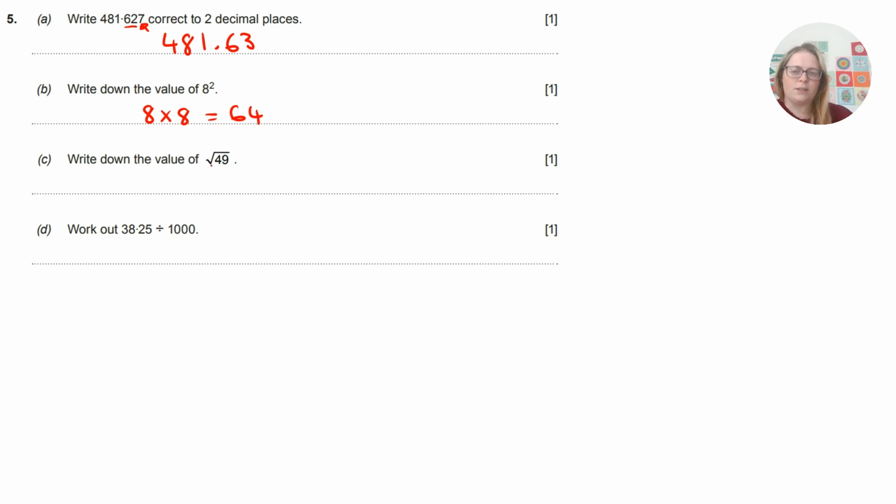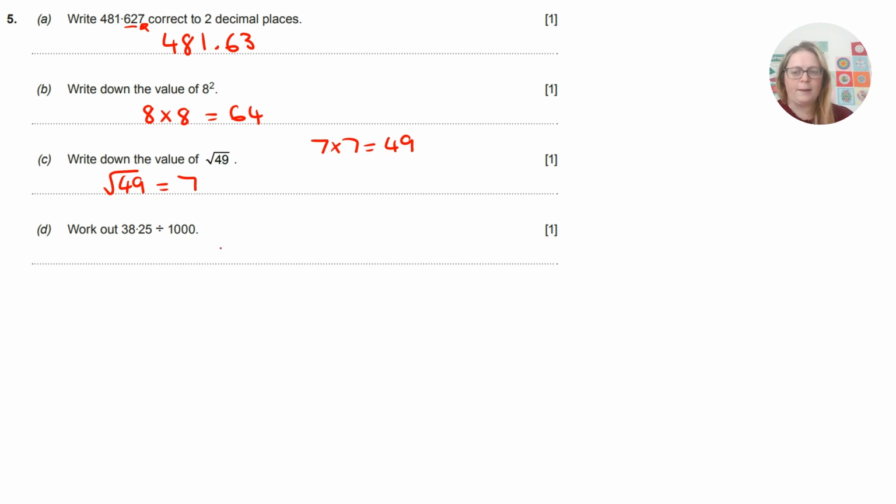Write down the value of the square root of 49. Square root is the reverse of square numbers. So what was the number multiplied by itself that gave us 49? Well, if we think to our times tables, you'll know that 7 times 7 gives you 49. So the square root of 49 will be 7.